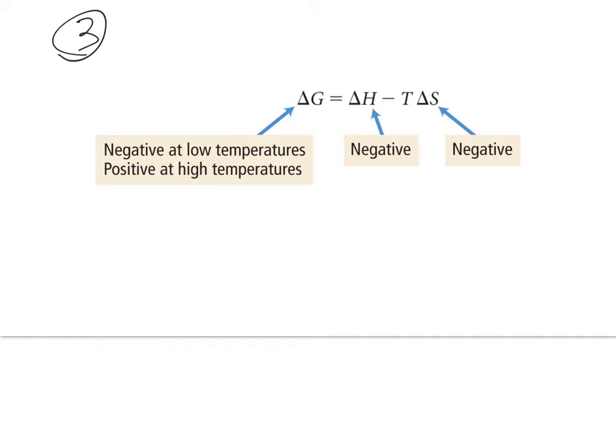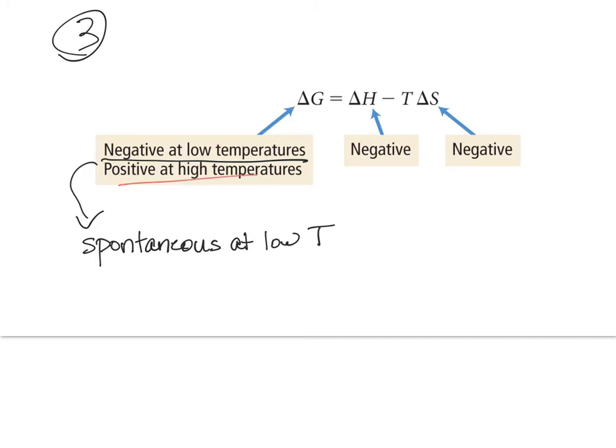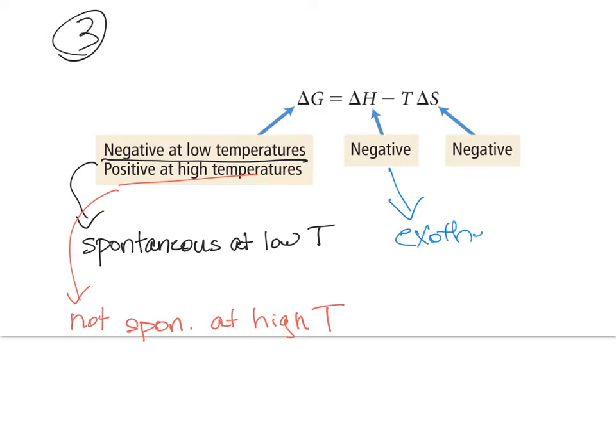Our third scenario is where we have a mix, where it's not all at all given temperatures. It will depend. So in this case, delta G is negative at low temperatures, so spontaneous at low temperature. Positive at high temperatures, so not spontaneous at high temperatures. And considering the other terms, delta H is negative, so this is exothermic. And delta S is negative, so it is more ordered.